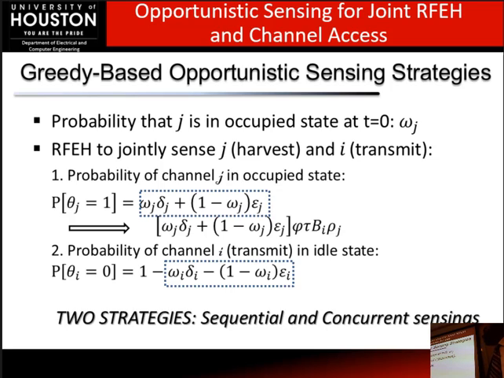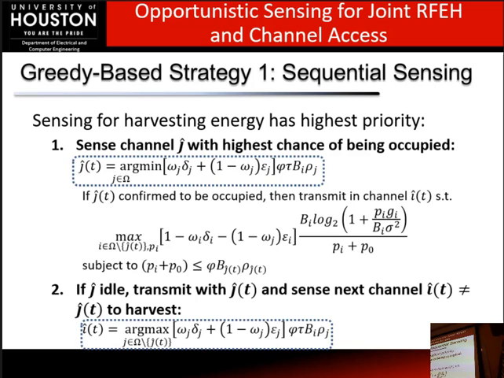So next, I will define two greedy-based opportunistic sensing strategies. One is called sequential. The other one is concurrent. So this is the first greedy-based strategy.